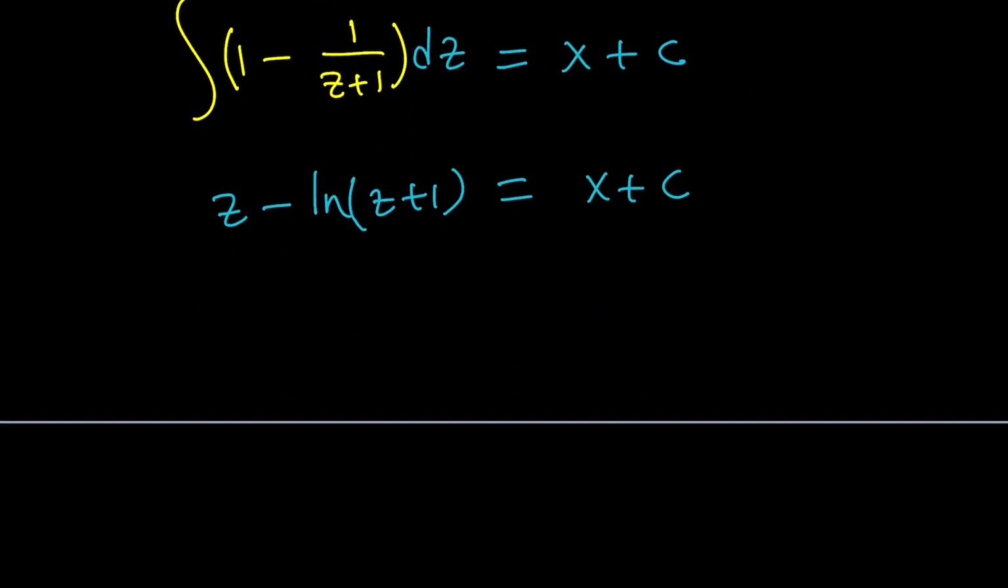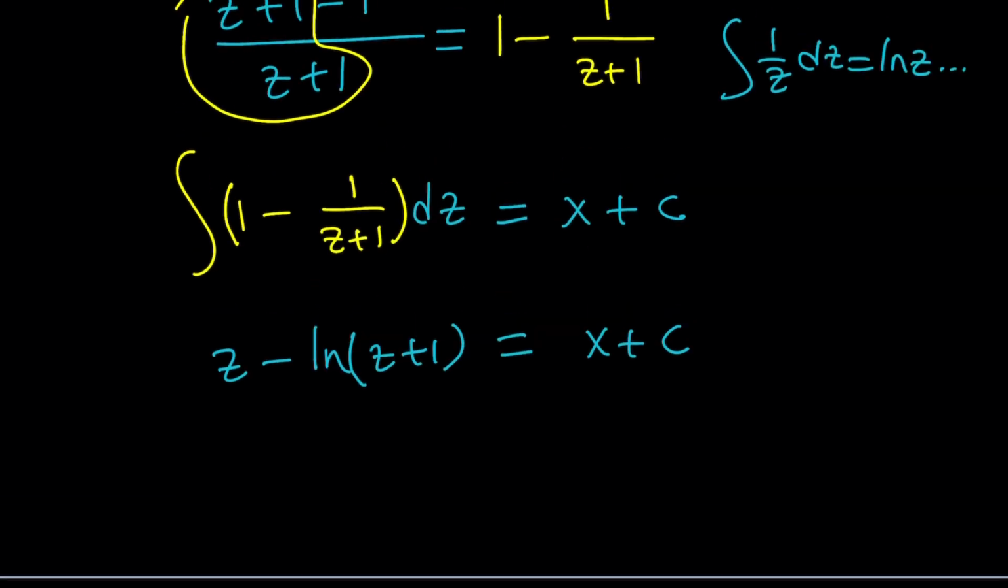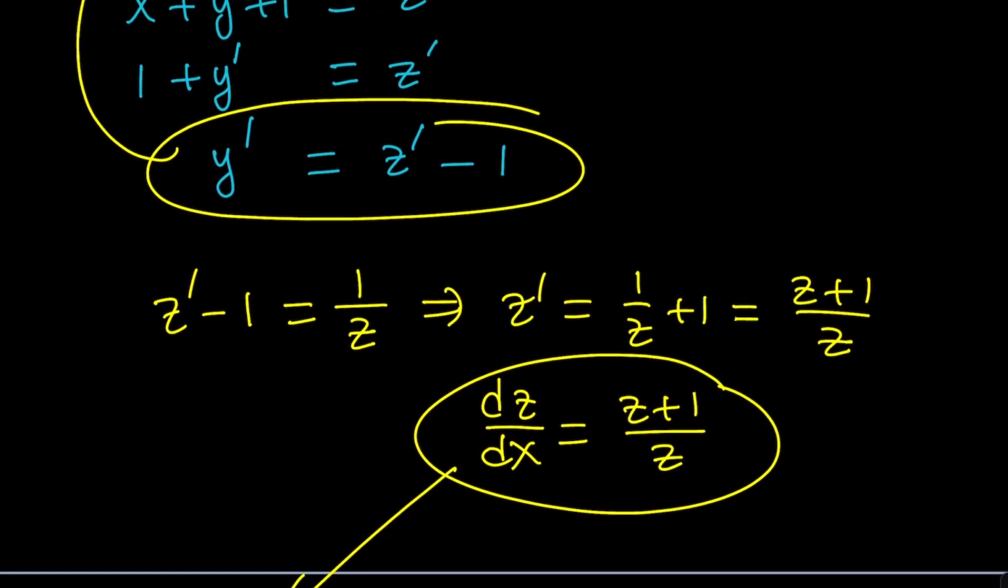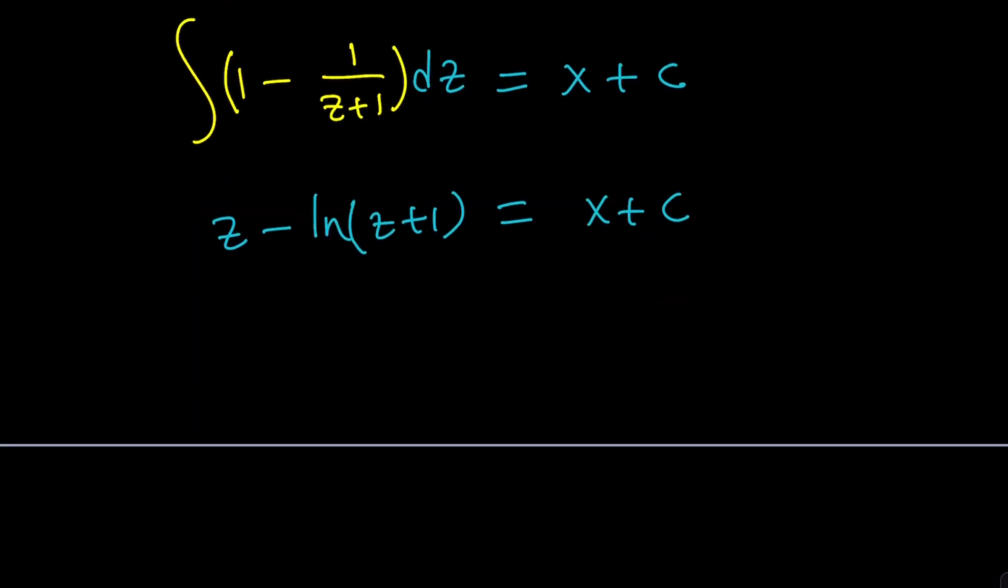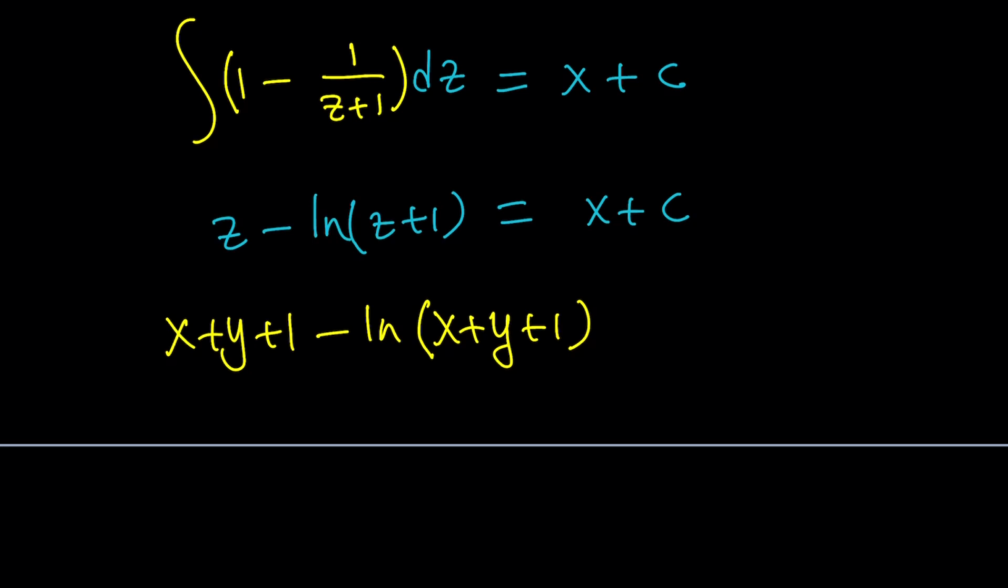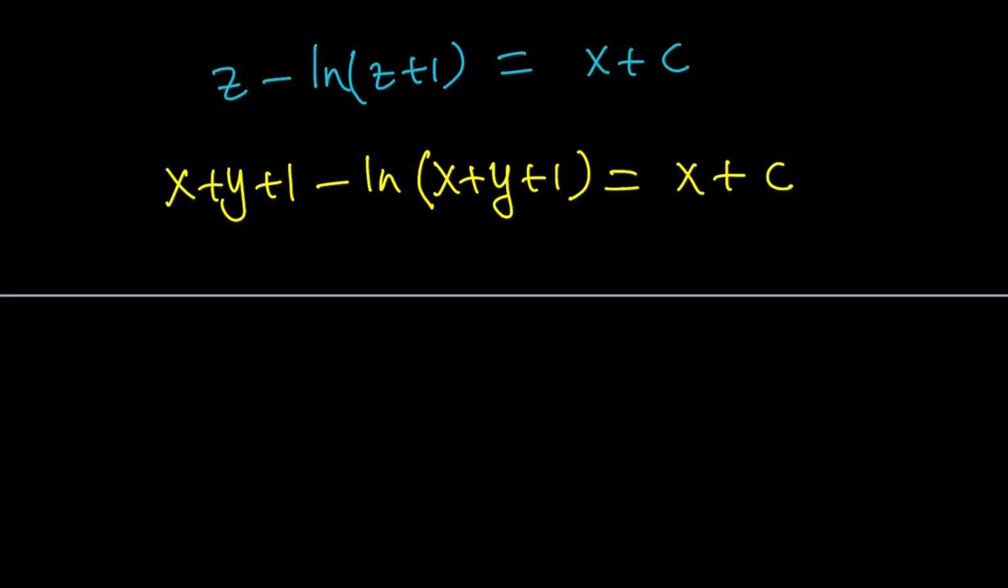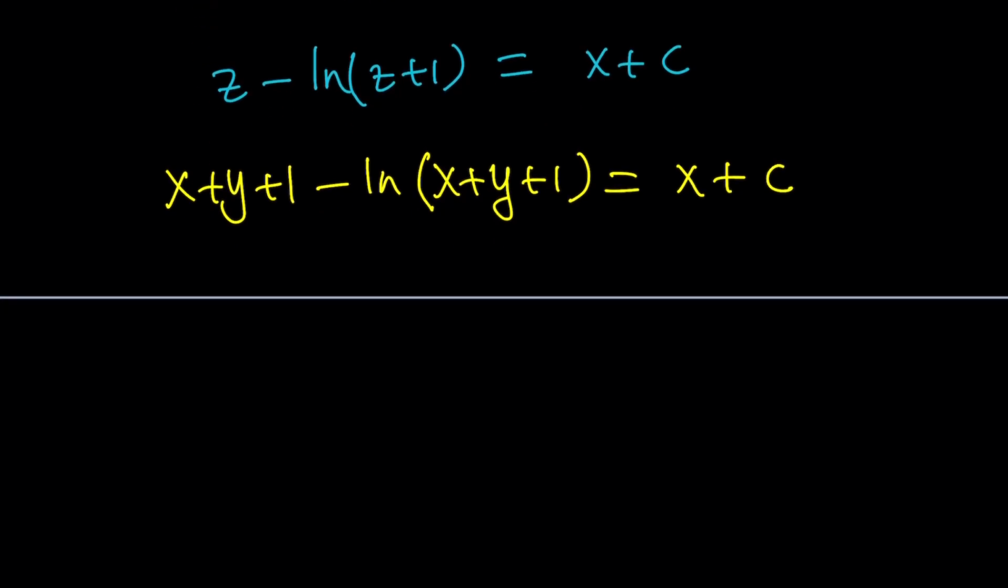So let's go ahead and back substitute. What is z? Z is, let's find out. I forgot. Z is x plus y plus 1. Okay, great. So let's go ahead and replace z with x plus y plus 1. And then again, inside the parentheses, I guess you could replace it with absolute value if you want, equals x plus c. Now, at this point, obviously, you can go ahead and put everything on the same side and set it equal to 0, or just bring the x over.